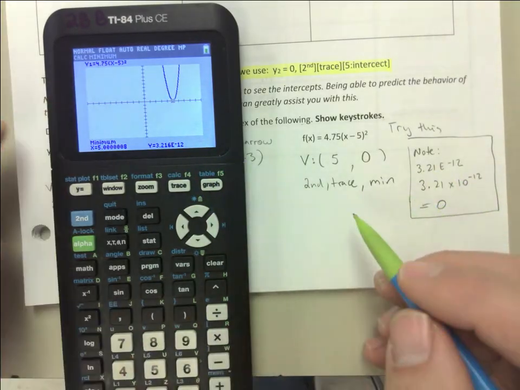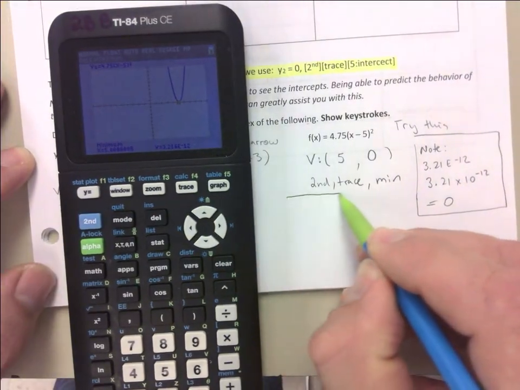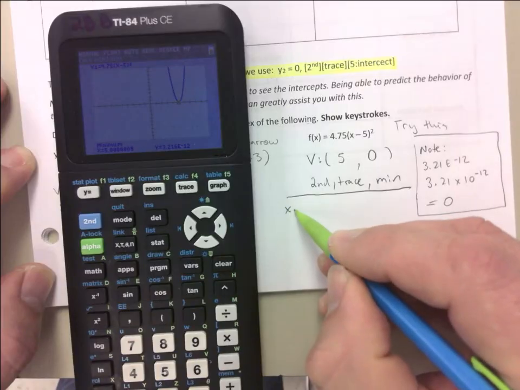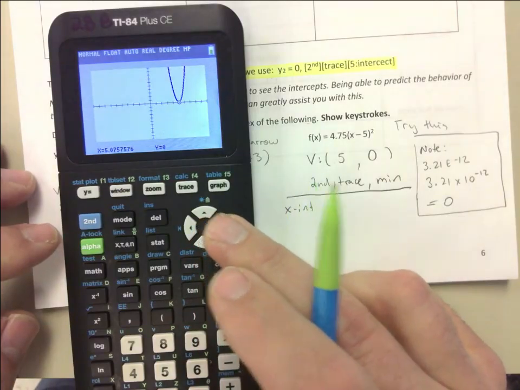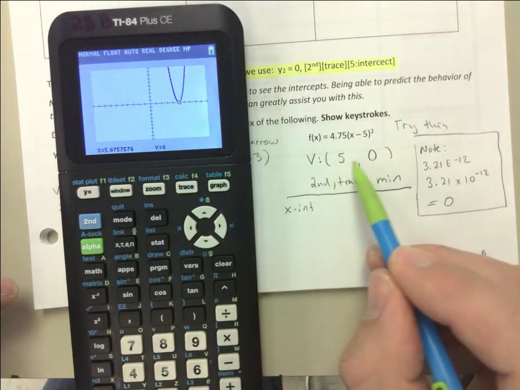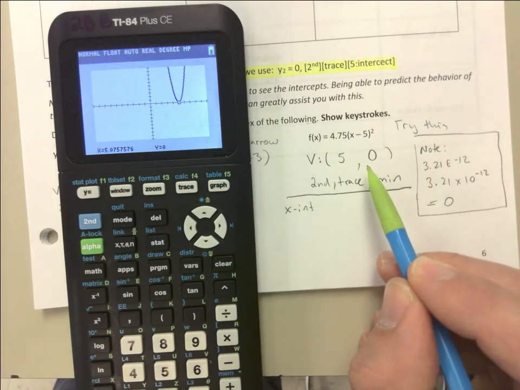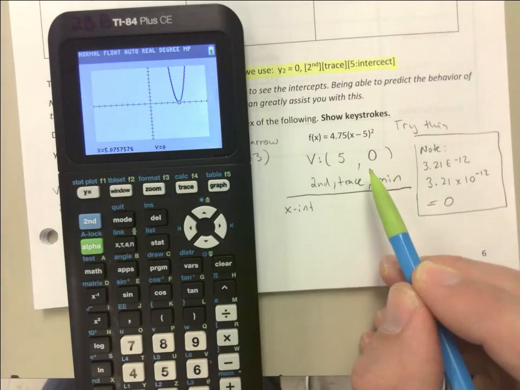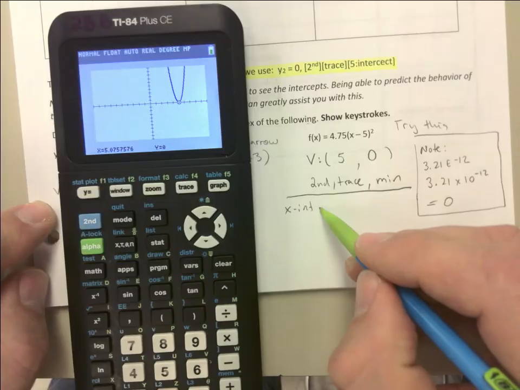So we got our vertex figured out. Now let's do the x-intercept. How many x-intercepts do you think this thing will have? Isn't this an x-intercept, guys? 5, 0? 5, 0 is an x-intercept. But let's say you missed it. How do you find the x-intercept?